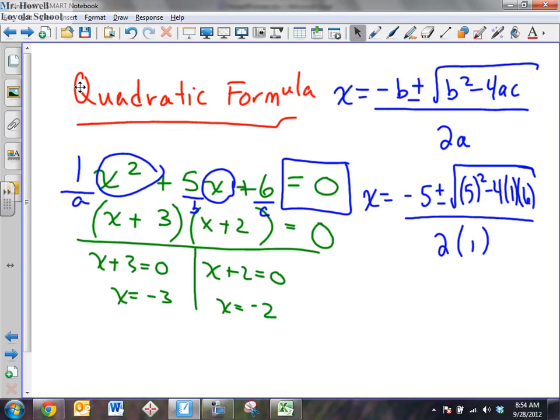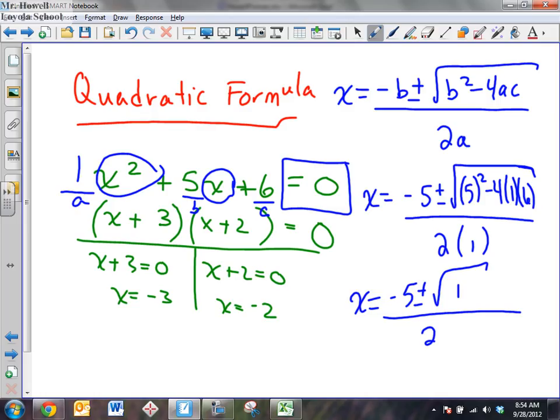What do you get under the radical? You better get a number from me under the radical. One. I agree with you. Let's take a look. 5 squared is 25. 4 times 1 times 6 is 24. So we have 25 minus 24. So under the radical, it turns out to be just a 1.